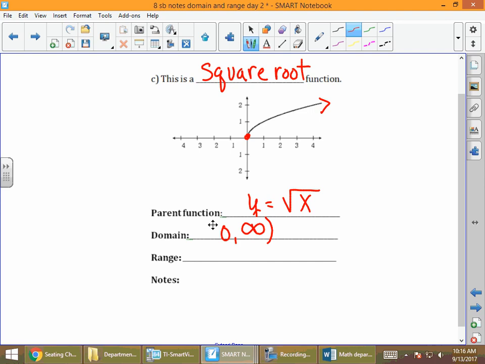Infinity always has a parenthesis. 0 is a value that is specifically on the graph. It's going to have a square parenthesis, square bracket.